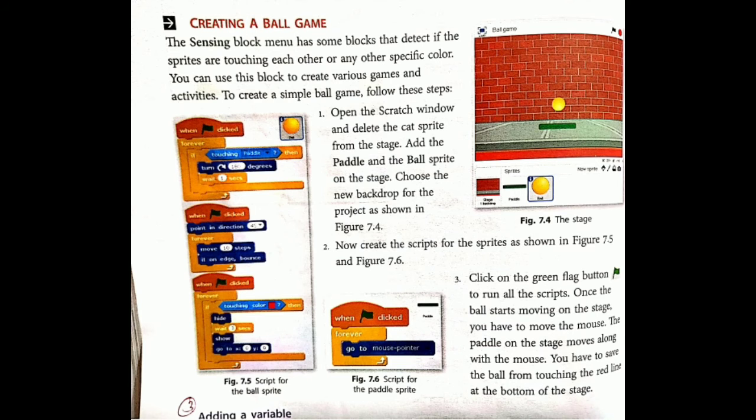So students, till now we have seen how to use a sensing block and how to use an operator block. And by using these two blocks, that is sensing block and operator blocks, now let us study how to create a ball game. Okay. We are going to create a small, simple ball game, and we have to follow some steps for creating this simple ball game. Now let us see which are those steps.